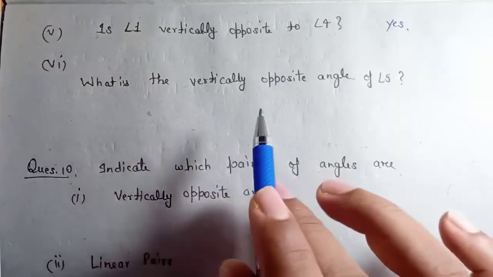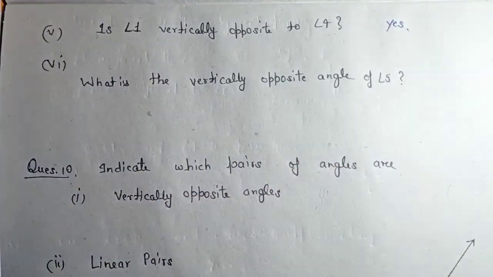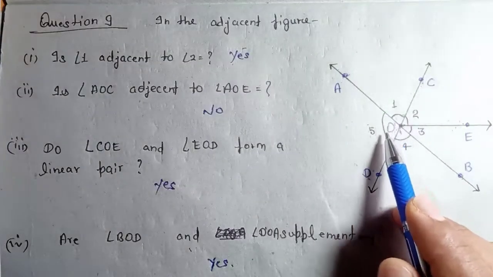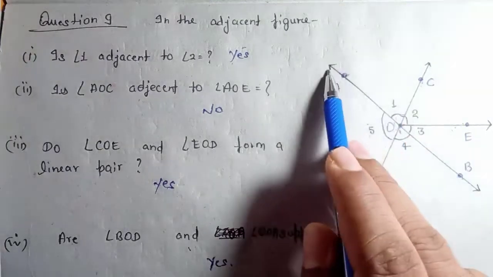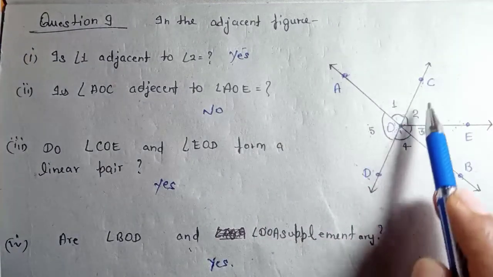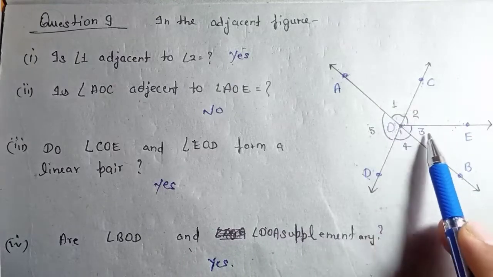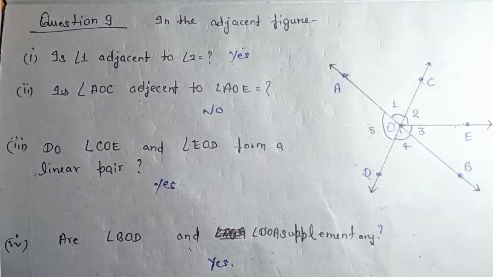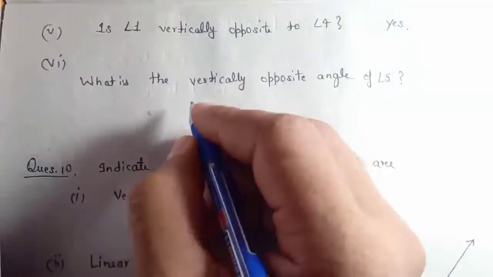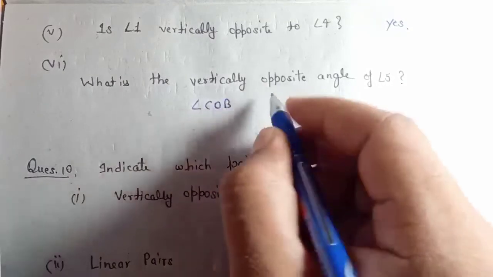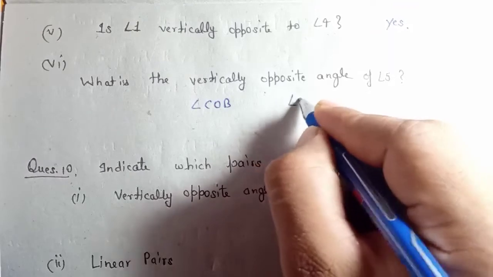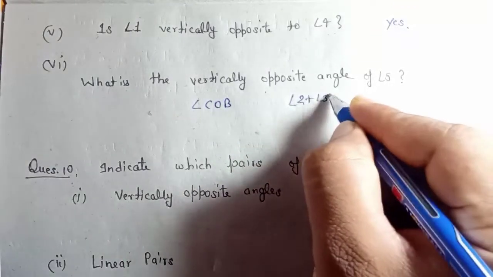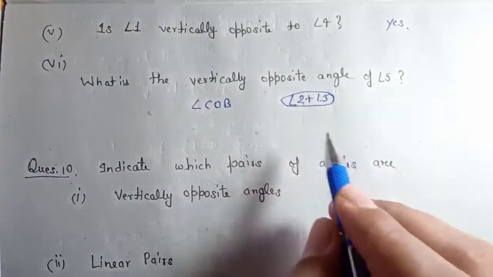And what is the vertically opposite angle of angle 5? For angle 5, the vertically opposite angle is COB. You can see it is 5, and the same line segment makes another angle which is 2 plus 3, meaning COB. So you can write angle COB or 2 plus 3. Angle COB. This is just for your understanding.